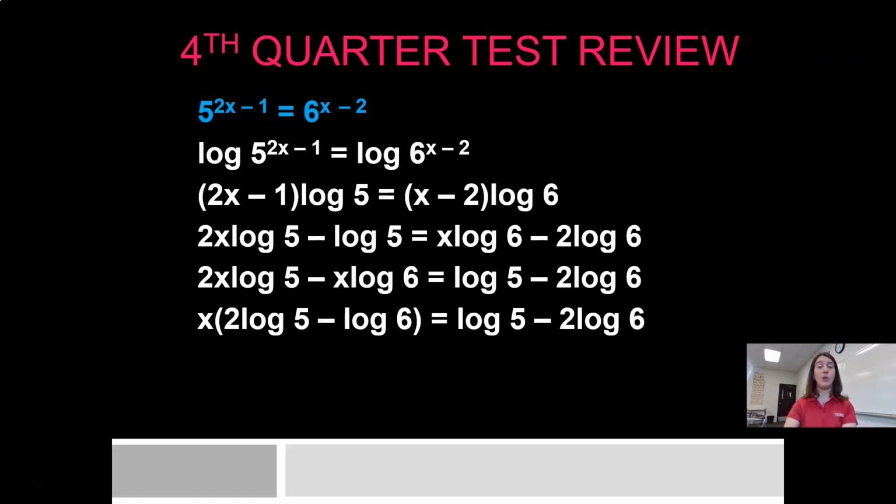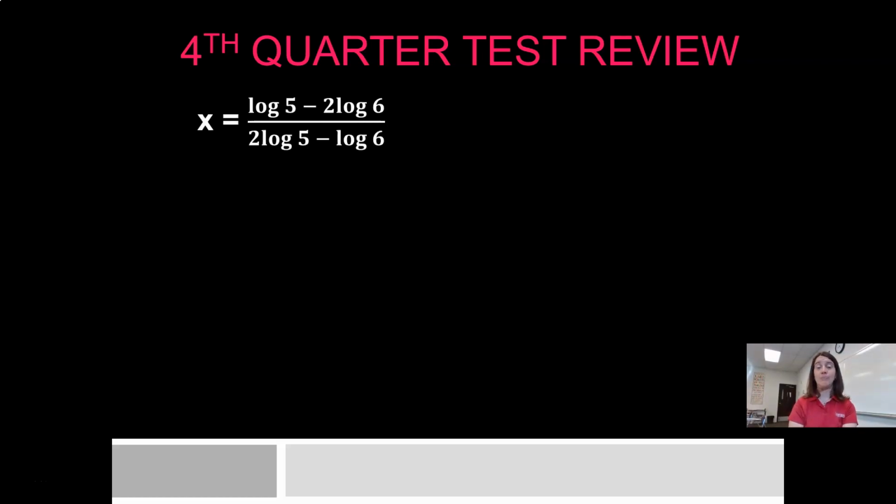Next step, to continue getting x by itself, I need to get rid of that multiplication. So I'm going to take the right-hand side divided by the left-hand side. So my x is log 5 minus 2 log 6 all over 2 log 5 minus log 6. So hopefully during this lesson last week from lesson 82, I believe it was, you were able to figure out on your calculator how you would need to enter this kind of question. And when I did that, I came up with that x was negative 1.38.